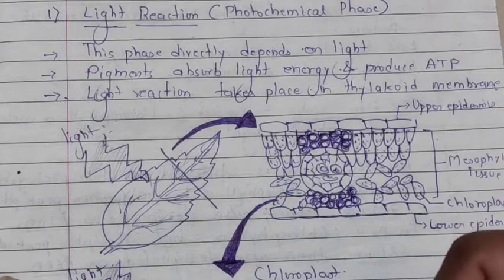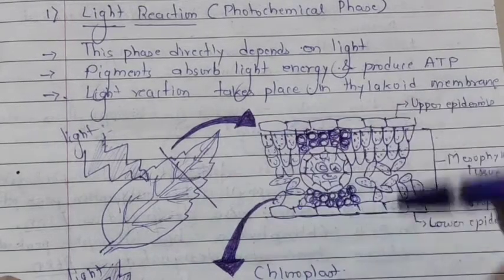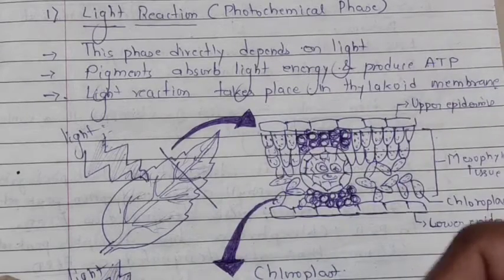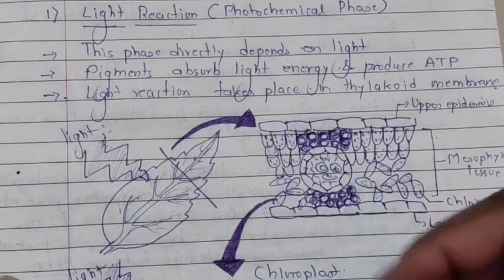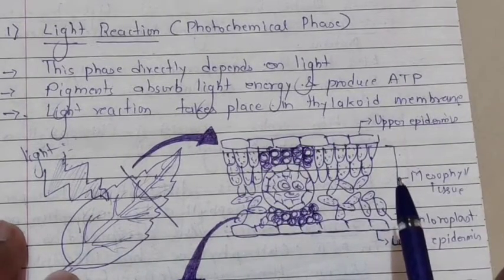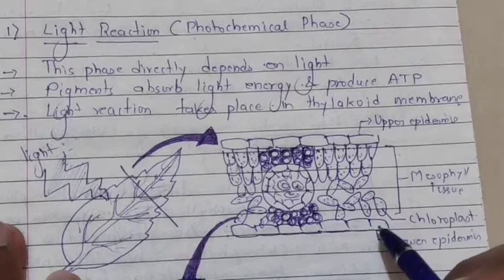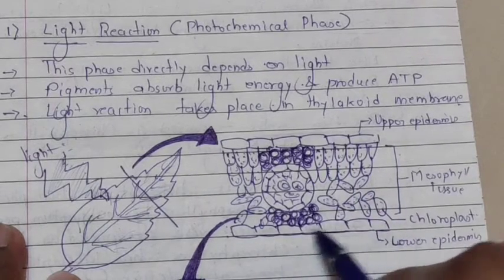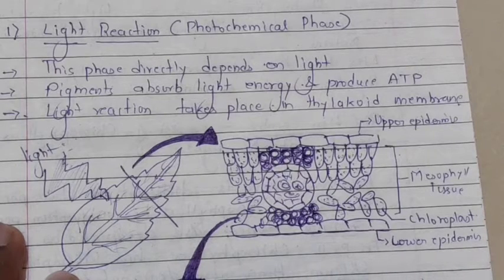So in order to find that out, we have to take the cross section, the transverse section. When we take the transverse section of the leaf, we will get this kind of structure where you will see the upper layer and the lower layer. The upper one is called the upper epidermis. The lower single layer is called the lower epidermis.